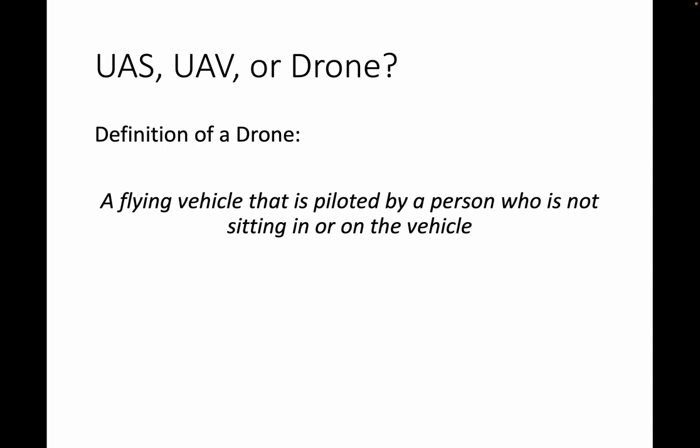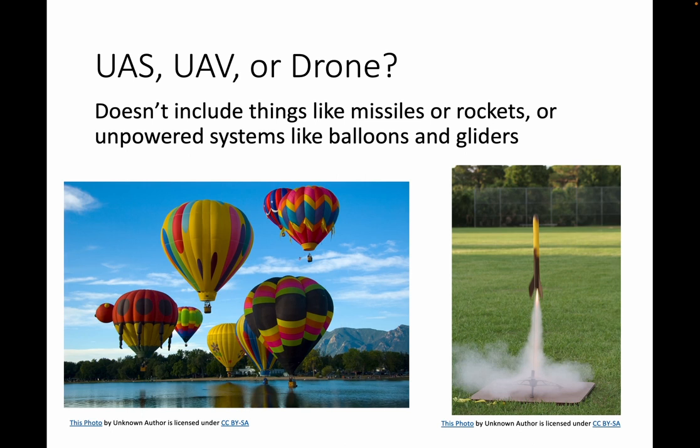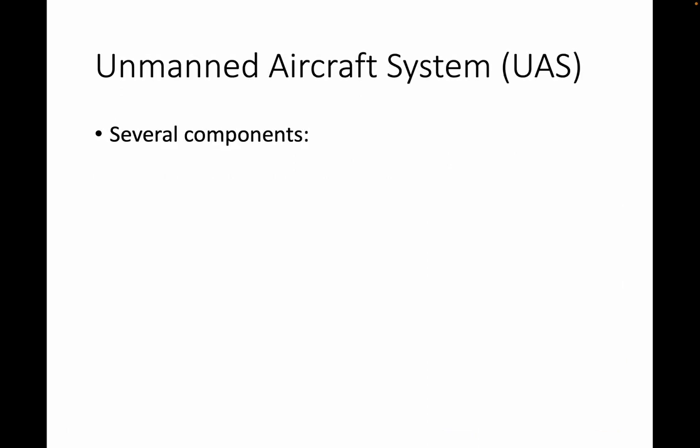Now, there are some important exclusions to what a drone is not. For example, hot air balloons, which are unpowered, are not considered UAVs. Missiles or rockets, which are governed by their own set of regulations, including model rockets, by the way, are also not considered UAVs.